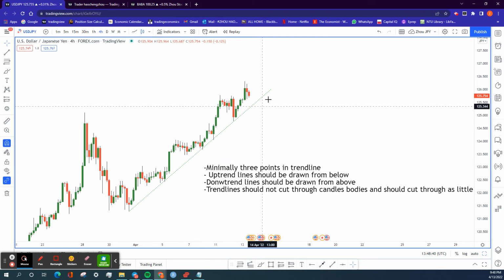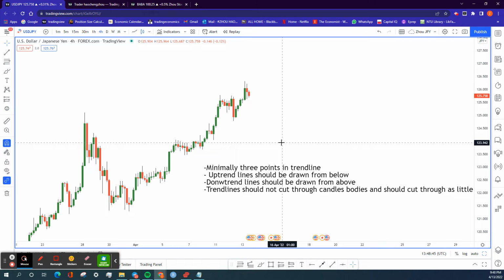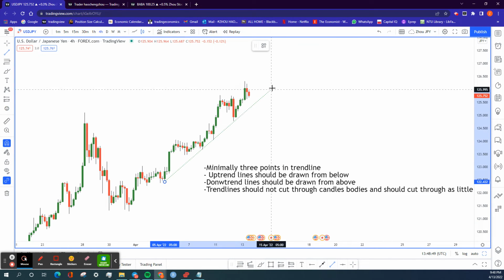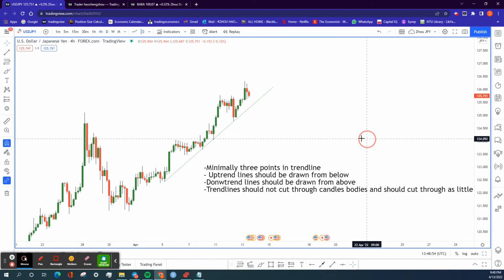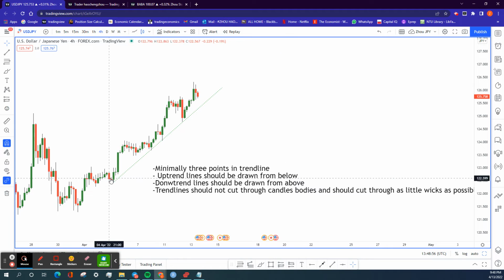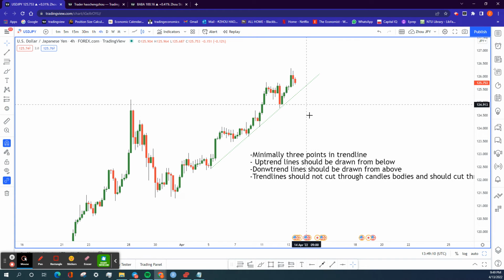So for example, let's say I drew this trend line, right? But then someone else, let's say you who is watching this video, might not agree. You might just draw the trend line from here onwards, right? And if it fits the description, you can say, oh, there's minimally 3 points, yup, 1 2 3 4. Uptrend line should be drawn from below, yes. Trend line should not cut through candle bodies. I mean, this one cuts through a bit more candle wicks, but it's definitely not cutting through candle bodies. So it's a valid trend line, and I can't disagree with you. It is a valid trend line, right?